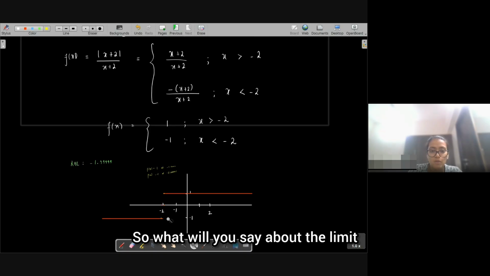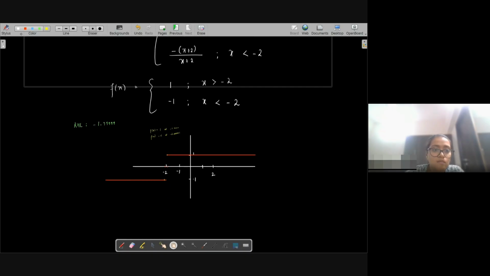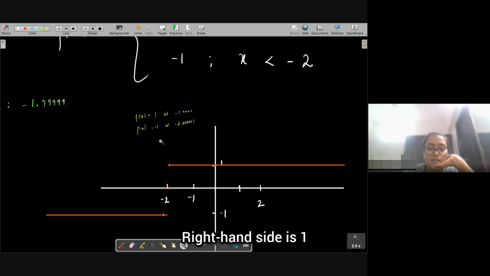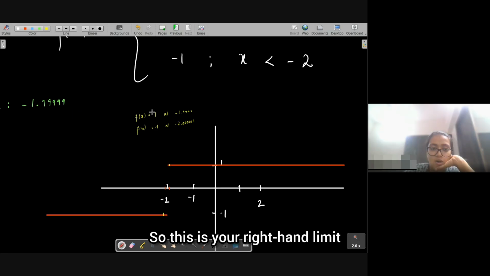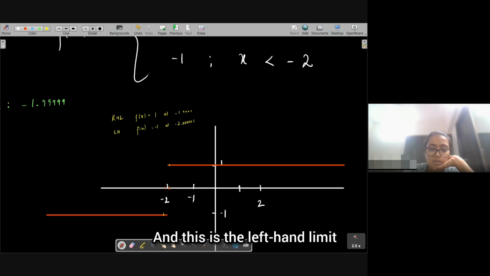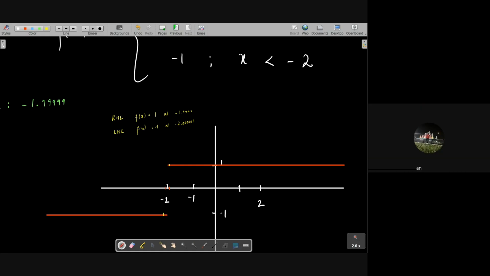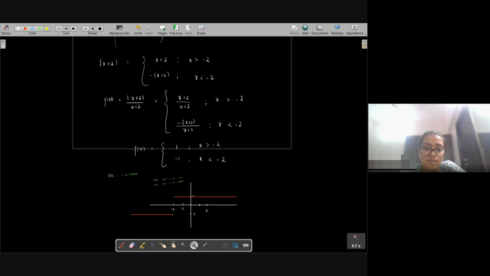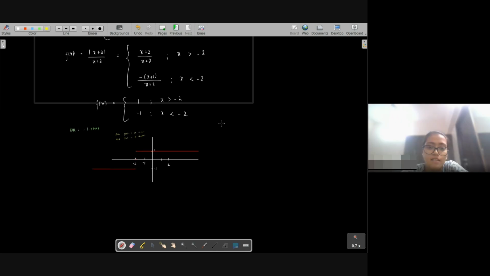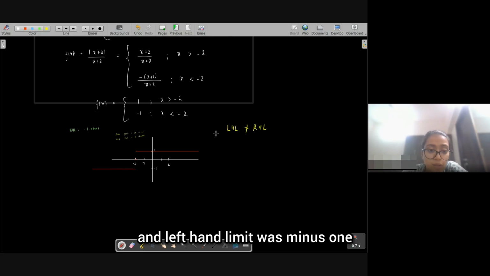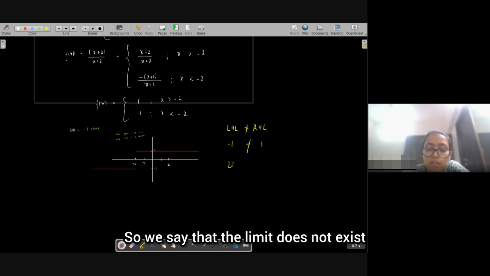So what will you say about the limit? Right-hand side is 1, this is your right-hand limit. And this is the left-hand limit, and they are not the same. So in this case, we say that the limit does not exist, DNE. The left-hand limit is not equal to the right-hand limit. Left-hand limit was -1 and right-hand limit was 1, so we say that the limit does not exist.